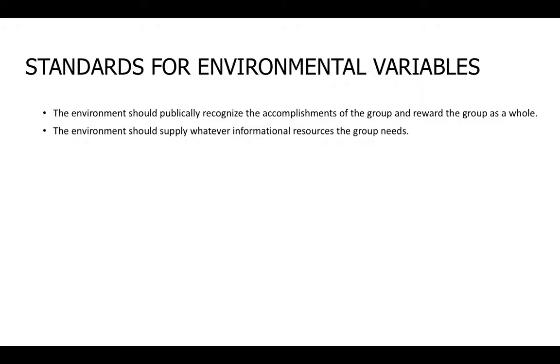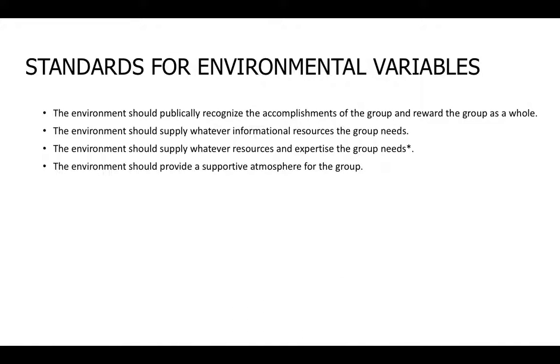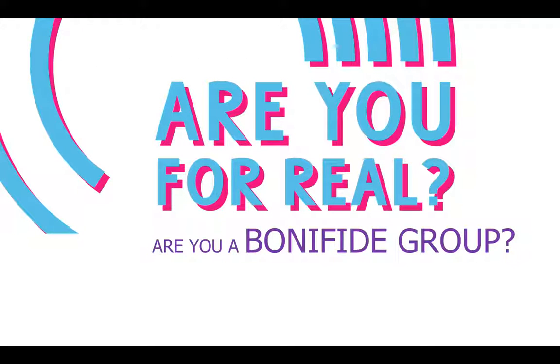Next, the environment should supply whatever informational resources the group needs, so any information. The environment should supply whatever resources and expertise the group needs. And I put an asterisk here because resources, I want to clarify, does not mean money. Next, and finally, the environment should provide a supportive atmosphere for the group. Again, in the context of this course, you're going to see all of these come into play. But know that as you go out in the future, you may not. It changes. So after getting all these standards, we've got to ask, are you for real?